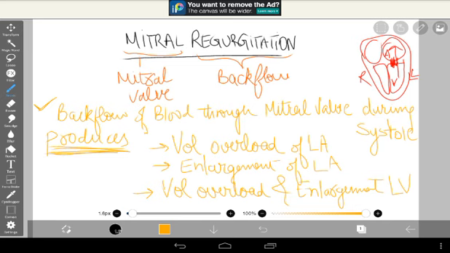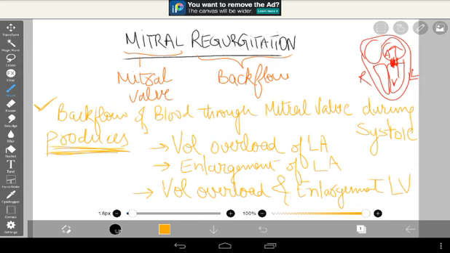Mitral regurgitation: mitral refers to the mitral valve and regurgitation means backflow. So we are talking about the backflow of blood through the mitral valve during systole. In systole the blood is supposed to be passed from atrium to ventricle, but due to a mitral valve problem, that is dilatation of the mitral valve, the blood tends to go back from the ventricle to the atrium during systole.